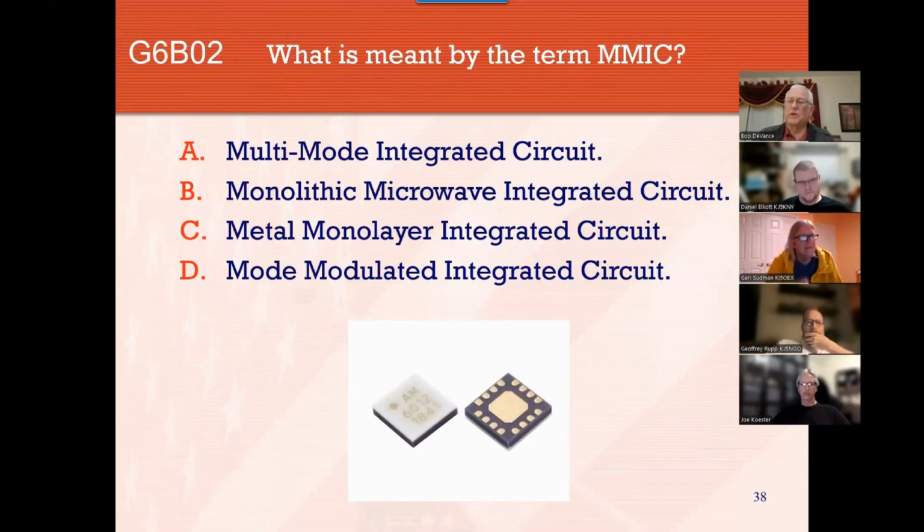Short distances between components, any little loop in a wire, if a little wire looped around like that, would be seen as an inductor at microwave frequencies. It would look like a coil. So microwave is very squirrely, is the way I like to say it. But a MMIC is a monolithic microwave integrated circuit. Fortunately, that answer is the only one with the word microwave in it, isn't it? So that should help.